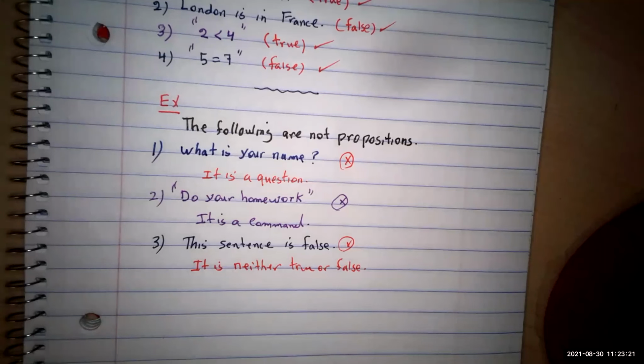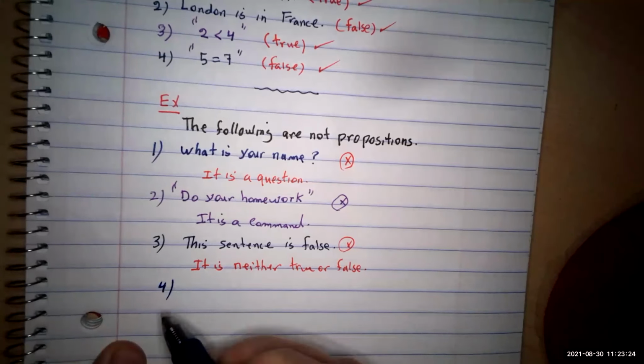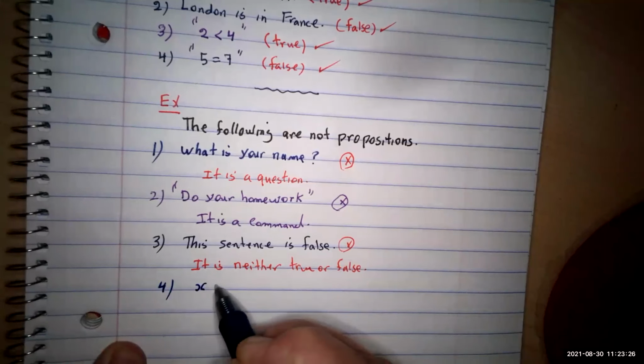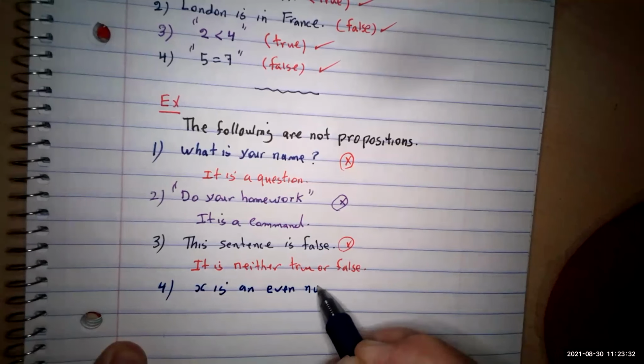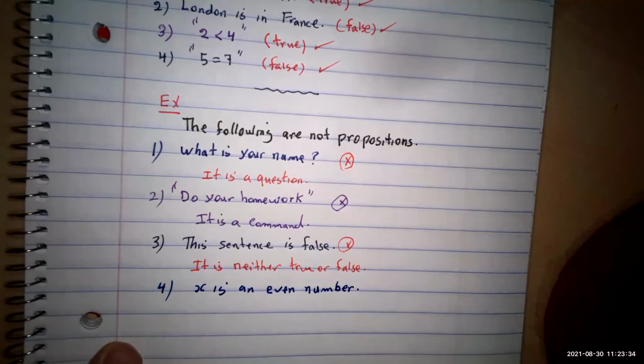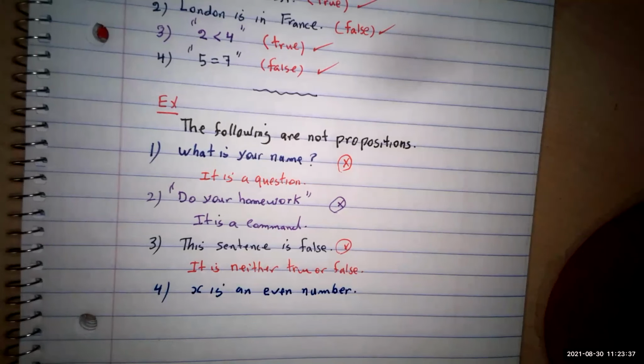Any question? This next one is also interesting. What's wrong with this one? X is an even number. X is an even number. What's wrong with this one? There's no way we can say it's true or false. It can be either one depending on what X is. Very good. Yes, it depends on X. What is X? We don't know X.